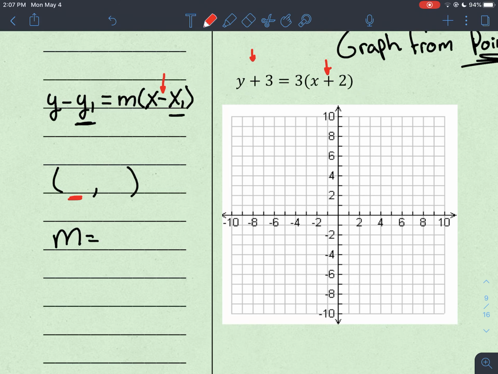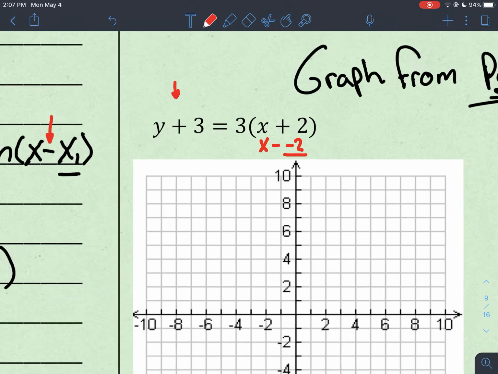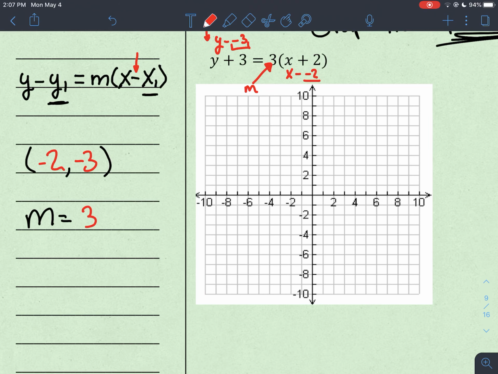So let's grab our x-coordinate. Our x-coordinate is going to be from here. If you look, it's x plus 2. So really, if you use the formula, it would be like saying x minus a negative 2. So that x-coordinate is going to be negative 2. For the same reasons, when you look at this and it's y plus 3, we can say that this is a y minus a negative 3. And this is going to be negative 3. So we have a starting point, and our m is going to come from this spot right there. So my m is going to be 3.